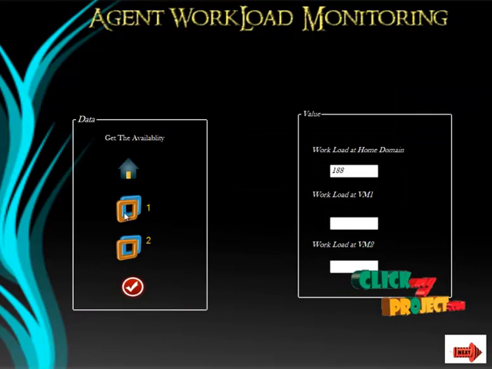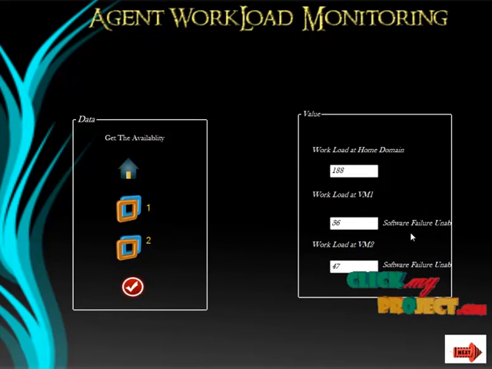Now I am going to check my workload at my home domain. When I click on this check button here, I have gotten information that a software failure has occurred for both the VM1 and VM2. So now I am going to recognize my software.